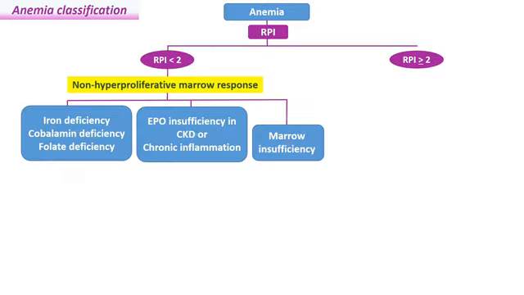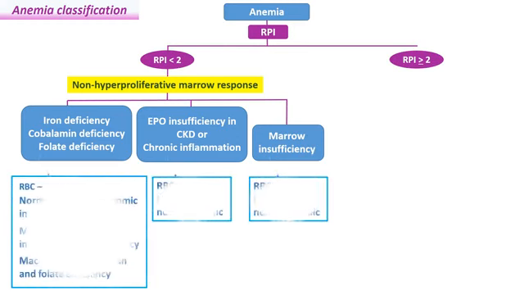Under this heading, nutritional deficiency, that is iron deficiency, cobalamin deficiency, and folate deficiency. Next is the erythropoietin insufficiency, as in chronic kidney disease or in chronic inflammation. And the third one is the marrow insufficiency.